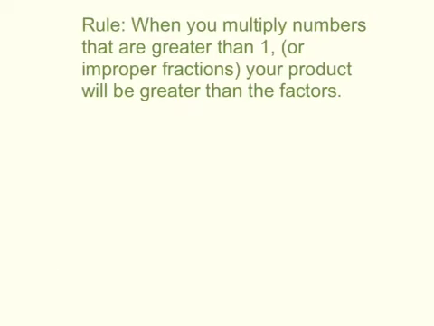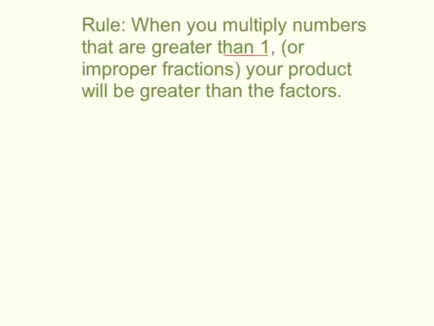So our rule: when you multiply numbers that are greater than 1, or even improper fractions, because improper fractions mean greater than 1, your product will be greater than the factors it's being multiplied by. If I look at these 3 examples, when I multiply any number by a whole number or a number greater than 1, my answer is definitely going to be greater than 6, and it's going to be greater than 8, because I will have 6 8s or 8 6s.